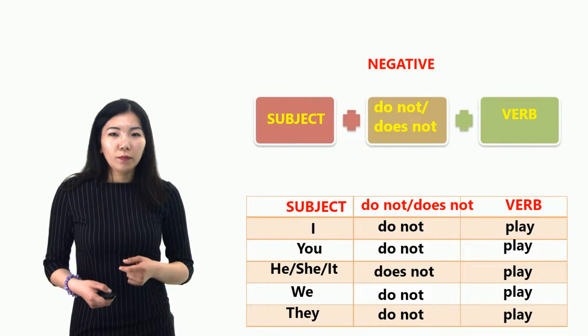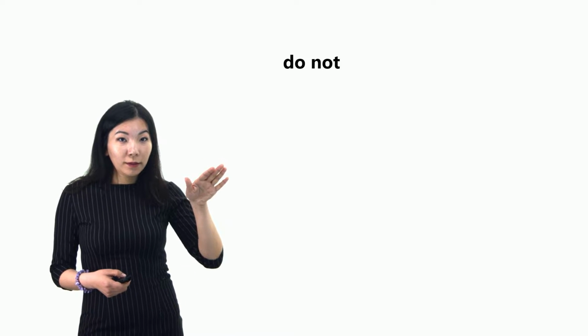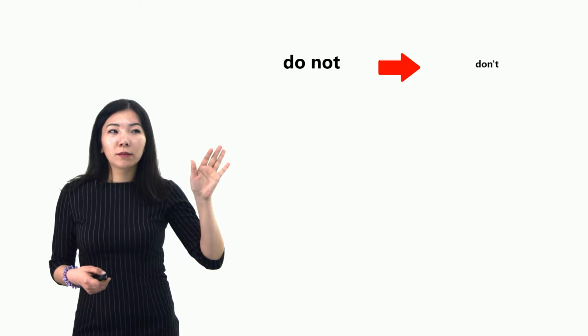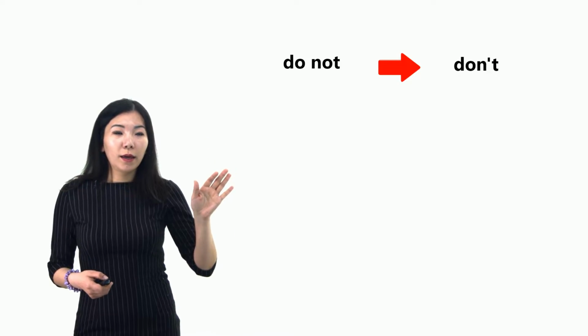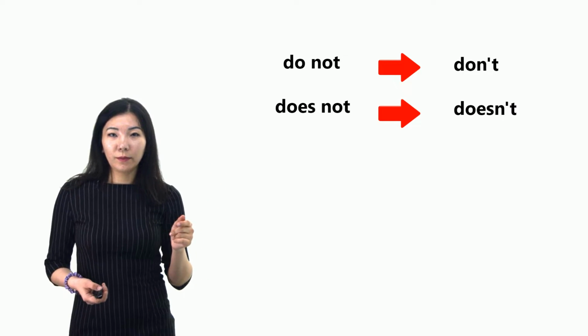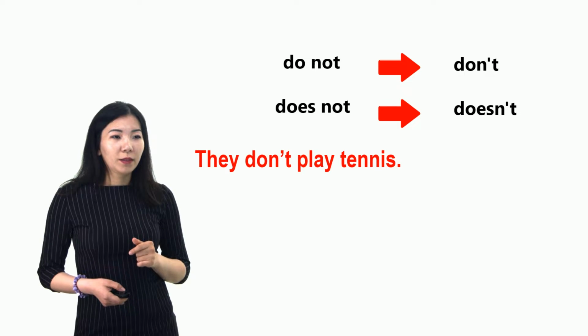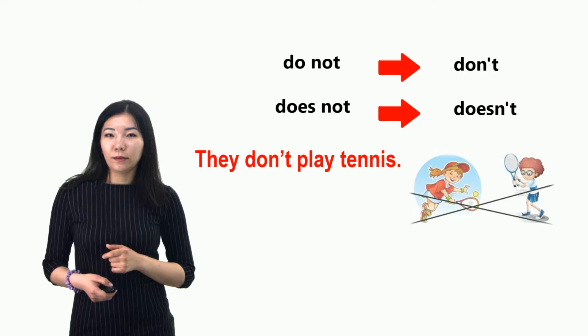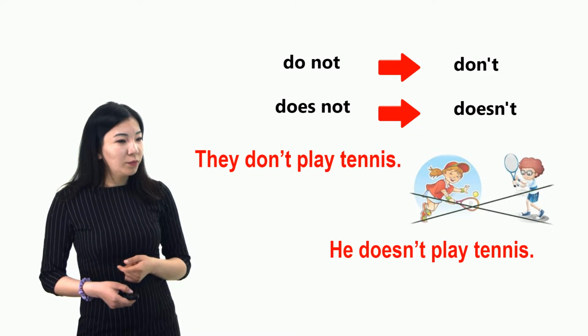So we can contract the auxiliary verbs in a negative sentence from do not to don't, and from does not to doesn't. Look at the examples. They don't play tennis. He doesn't play tennis.